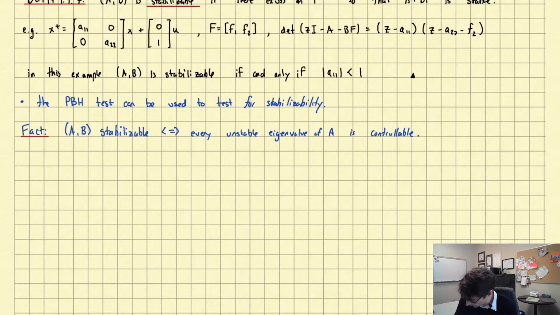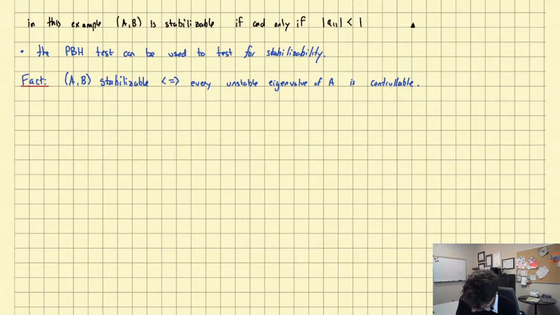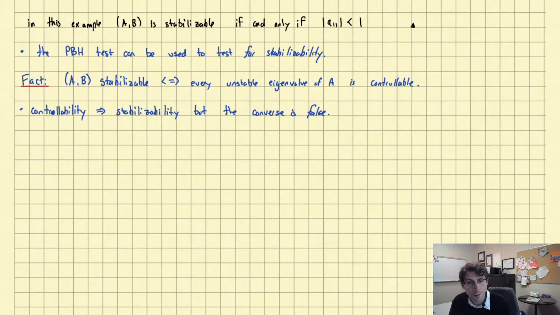Okay, and so the last thing I mentioned before, controllability clearly implies stabilizability. But the converse is false. Okay, so let's do an example where we stabilize a system which isn't controllable, but it is stabilizable.